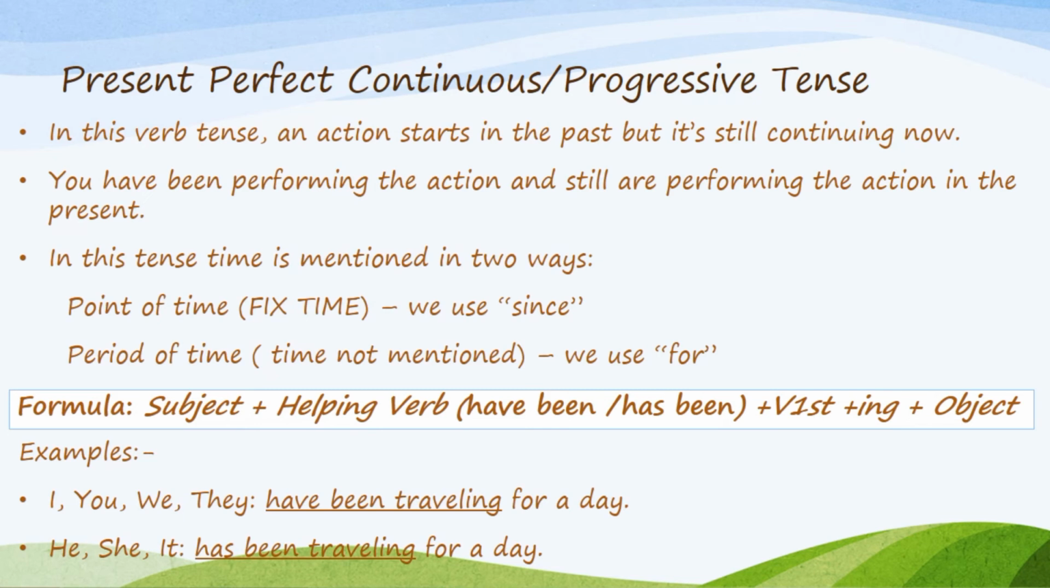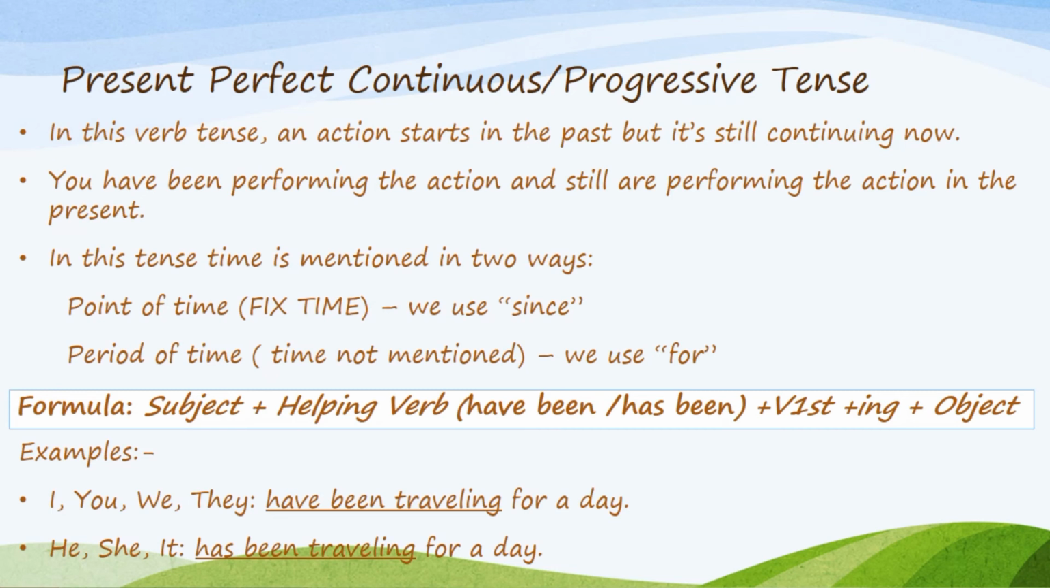Right? In this tense, time is mentioned in two ways: point of time, which is fixed time, where we use since; and period of time, where the time is not fixed, and we use for. When the time is not mentioned, we use for, and when the time is mentioned, which is fixed time, we use since.